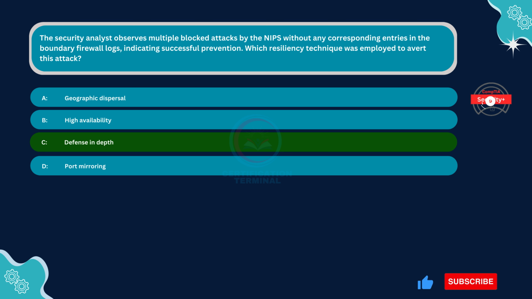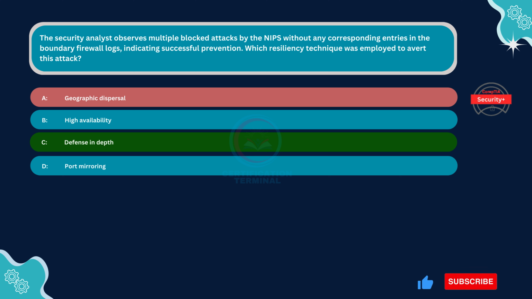Defense in depth is a resiliency technique that involves implementing multiple layers of security controls to protect against various types of threats. In this scenario, the Network Intrusion Prevention System, NIPS, is one layer of defense, while the boundary firewall is another. The fact that attacks are being blocked by the NIPS without any corresponding entries in the boundary firewall logs suggests that the attack was stopped at an earlier layer of defense, indicating the effectiveness of the defense in depth strategy. Option A, geographic dispersal, is incorrect.